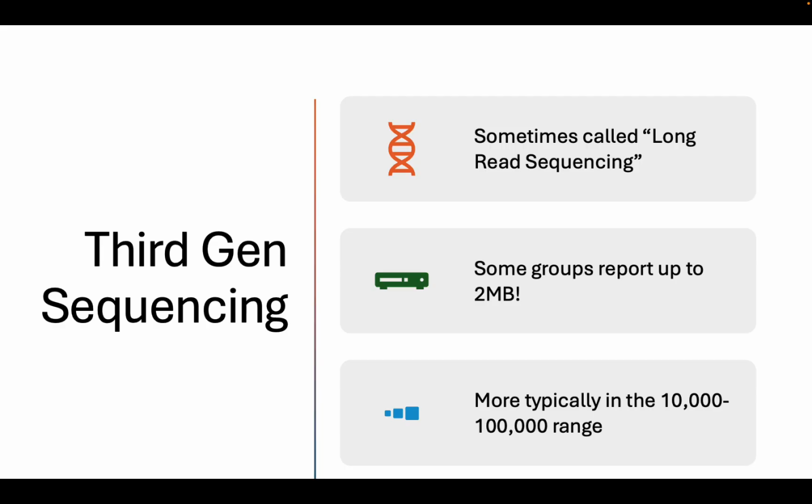So some groups report that they can get a single fragment, not 1,000, not 150 or 200 base pairs, but literally up to 2 million base pairs. More typically, what you would see is anywhere from 10,000 to 100,000 base pairs in one read, which is orders of magnitude higher than what you would get even from Sanger sequencing.